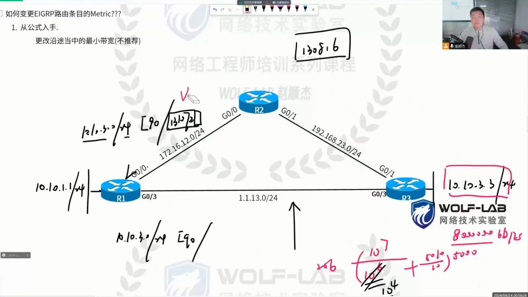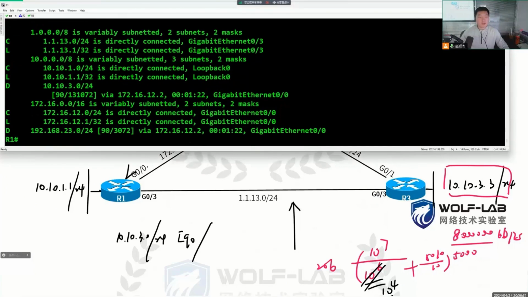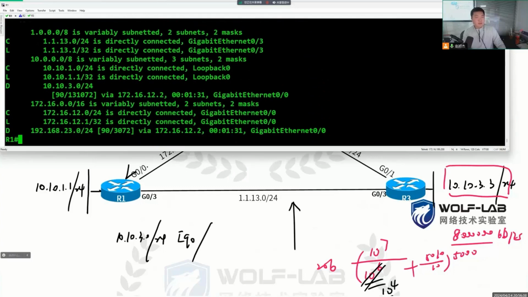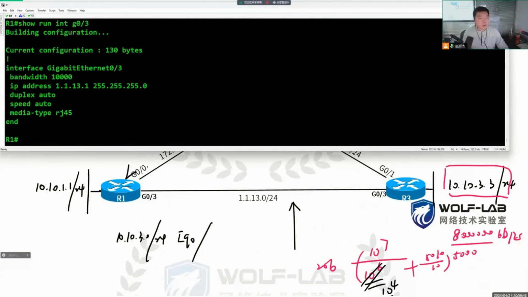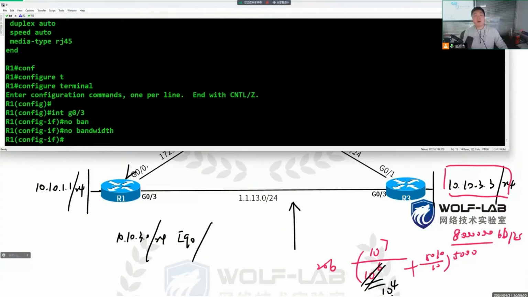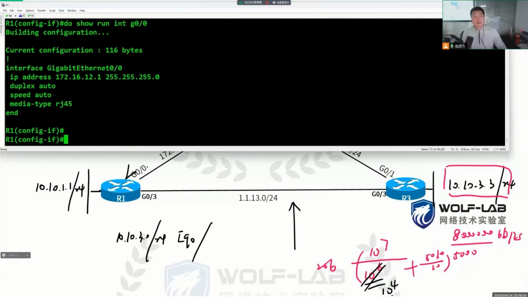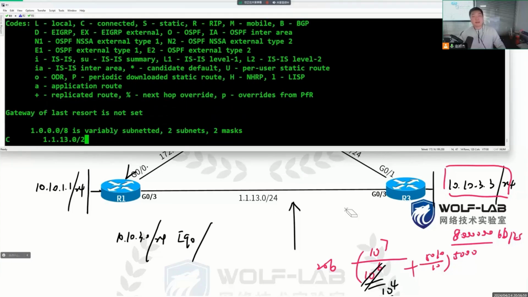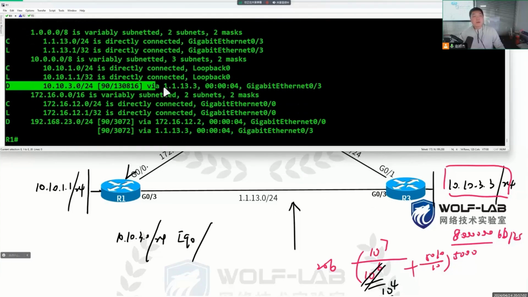Show IP route 1.3.0.8.1.6. Show run interface 0.3. I haven't changed the bandwidth back yet. Not changed back. I say change it back. Interface 0.3. It's best not to change such a device's bandwidth to achieve EIGRP routing. Deleted. Okay. Then I can switch back immediately. We will choose R3 with 1.1.3.3 as the next hop.